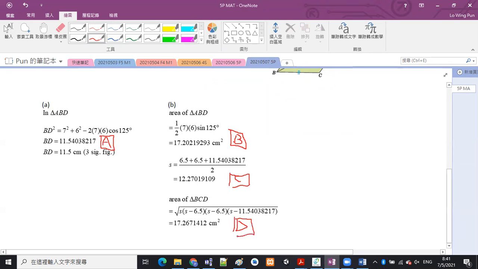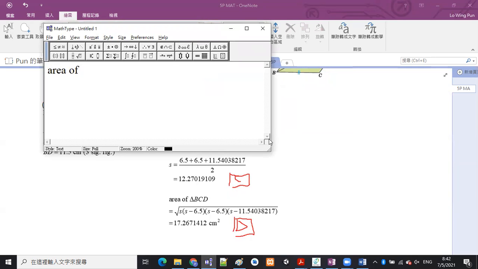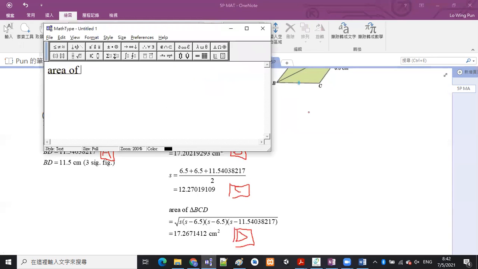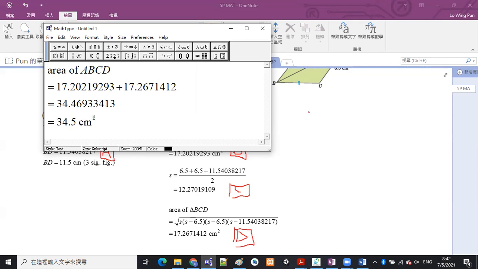And finally, to answer the question, I will add memory B and memory D together. So the area of the quadrilateral ABCD is equal to 17.20219293 plus 17.2671412. Okay, that should be equal to 34.46. Okay, and because that is the final answer, we need to correct to 3SF. So that's 34.5 cm squared.